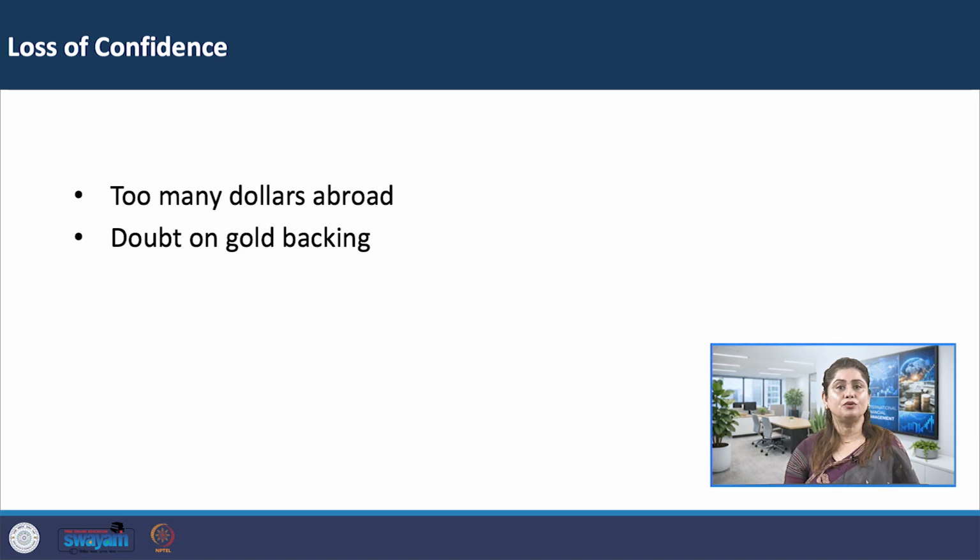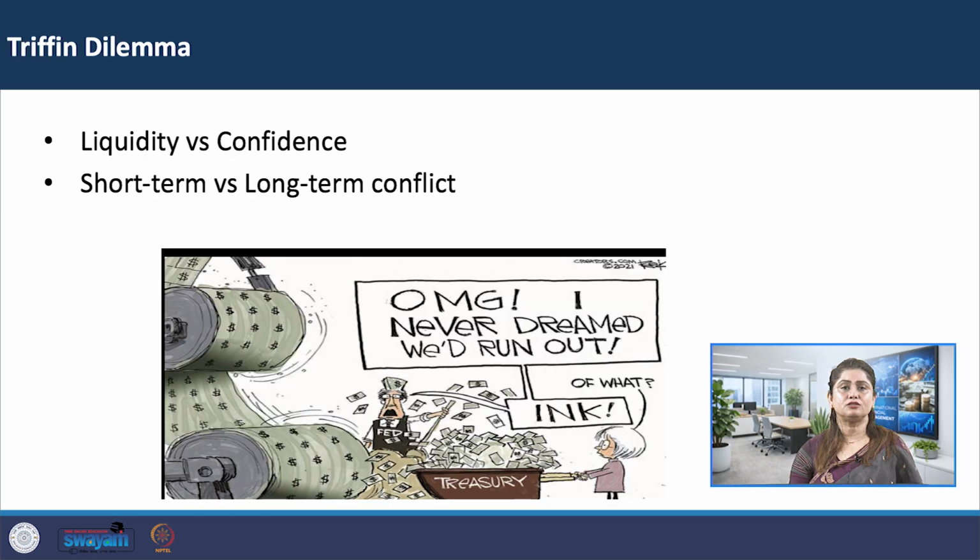As more and more dollars accumulated in foreign countries, people started asking a question. Does the United States actually have enough gold to convert all the dollars at a fixed rate of $35 per ounce? This conflict is known as Triffin's dilemma. On the one side, the US needed to supply dollars to keep the global economy running. On the other side, supplying too many dollars reduced confidence in the dollar's convertibility into gold.